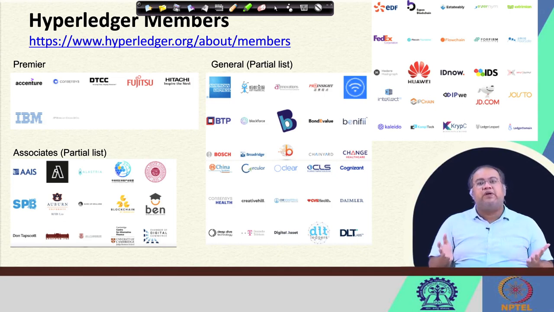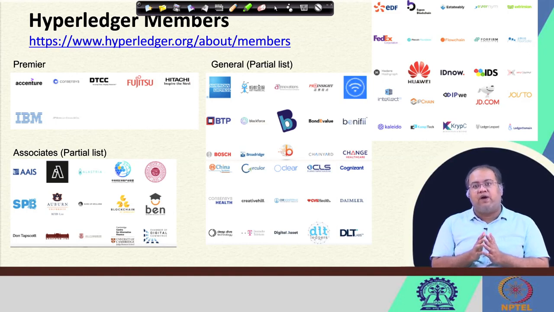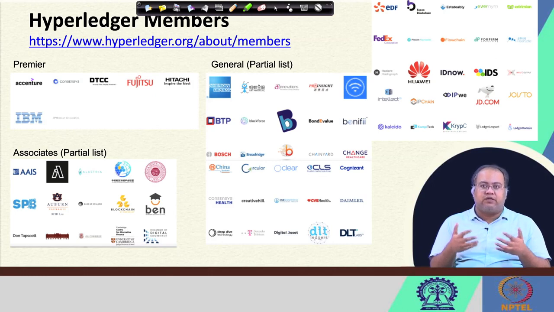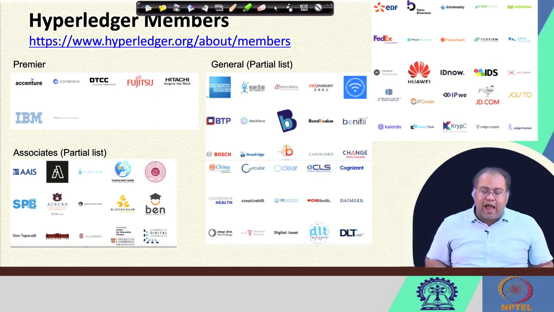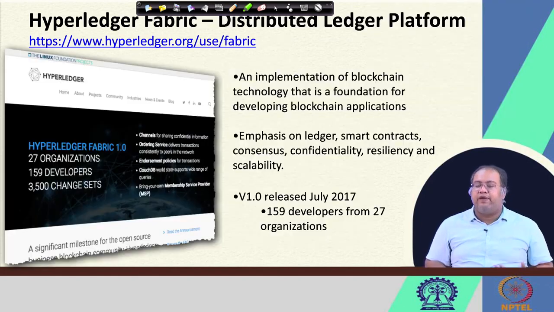So, if you look into the entire member space, this is just a partial list that I am able to show in the slide, but there are around 300 plus members in the Hyperledger platform who are building applications by utilizing this kind of blockchain architecture over Hyperledger. And among these different projects in Hyperledger, Hyperledger Fabric provides a distributed ledger platform on top of which you can build your own application.